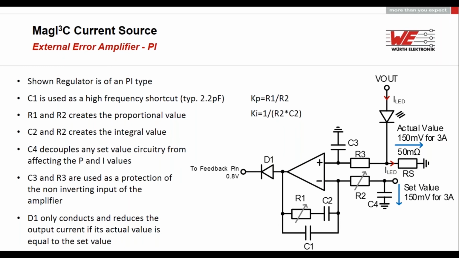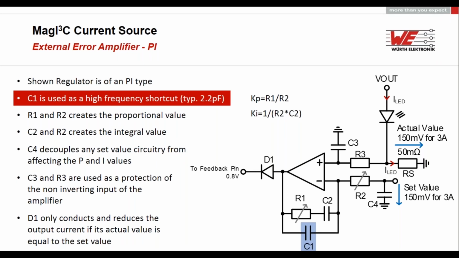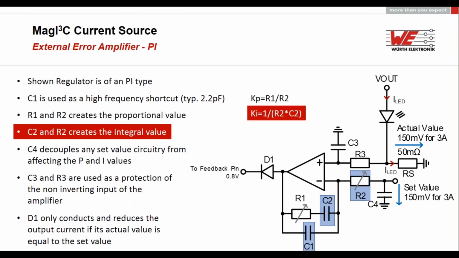In the schematic, there is a regulator, and on the right side, you see the schematic of this regulator you found in the schematic. This regulator is of PI type. It has a proportional value and an integral value. C1 is used as a high-frequency shortcut. I always place 2.2 pico in this circuit. R1 and R2 create the proportional value. C2 and R2 create the integral value.